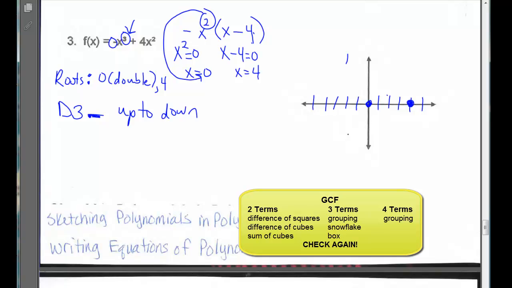So I'm starting here up. It's a double root. So once it touches it, it's going to bounce one time. That means it's coming back up this way. And then it's going to turn because it's got to go through here. It's got to go through 4. And that's what this graph looks like.